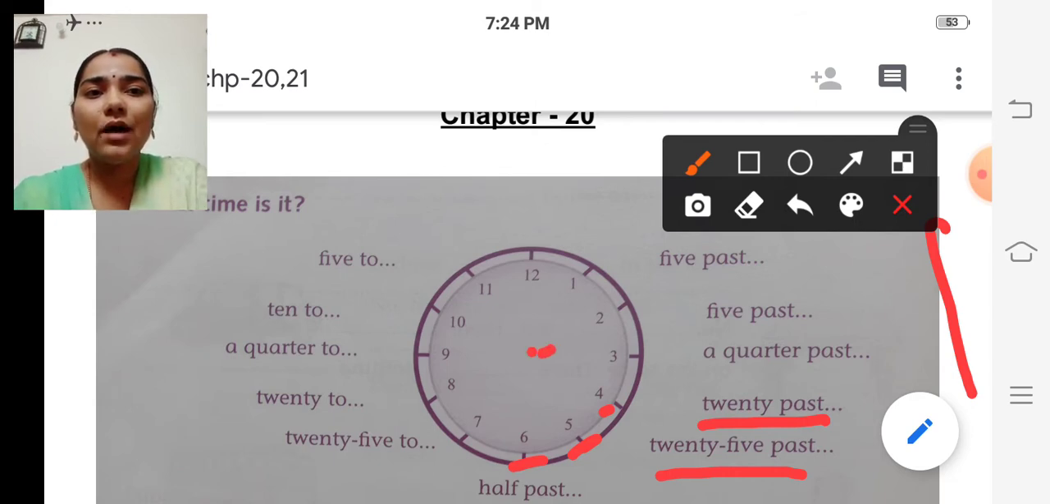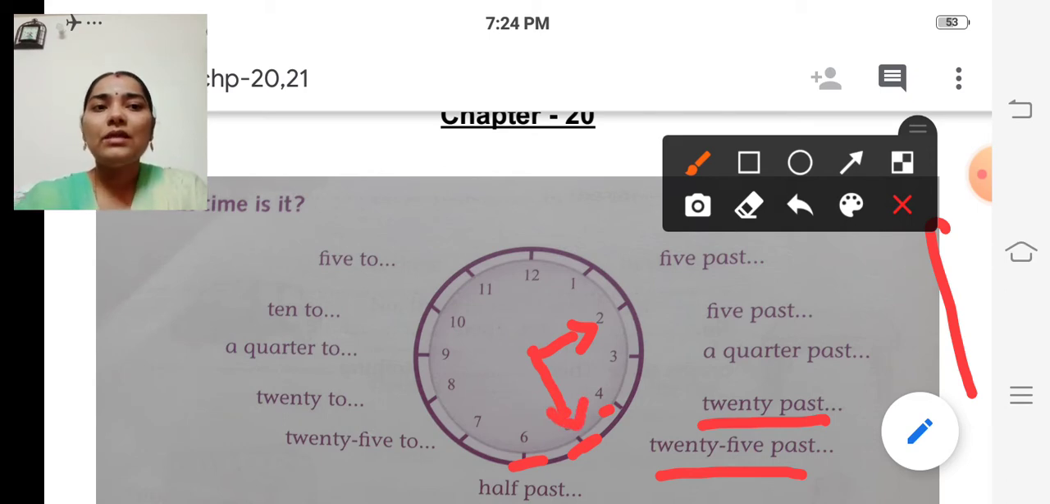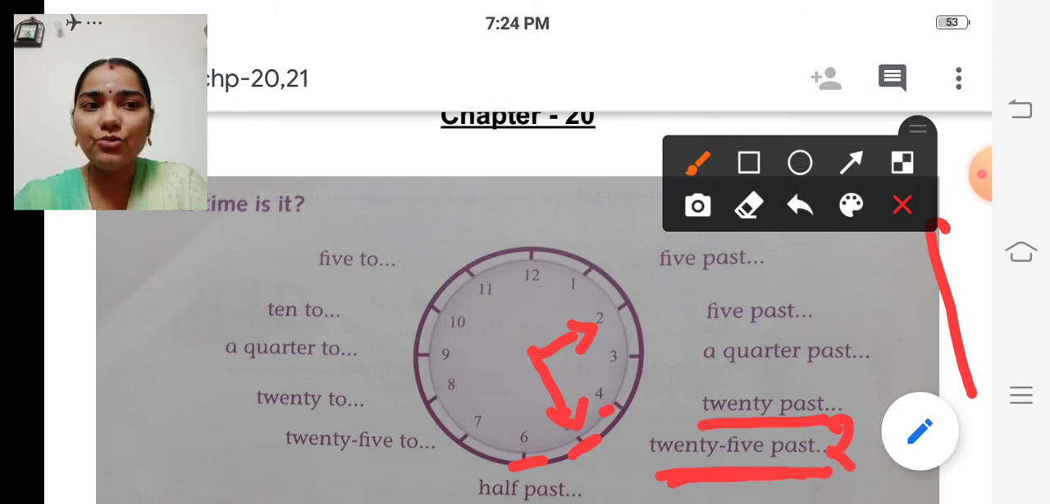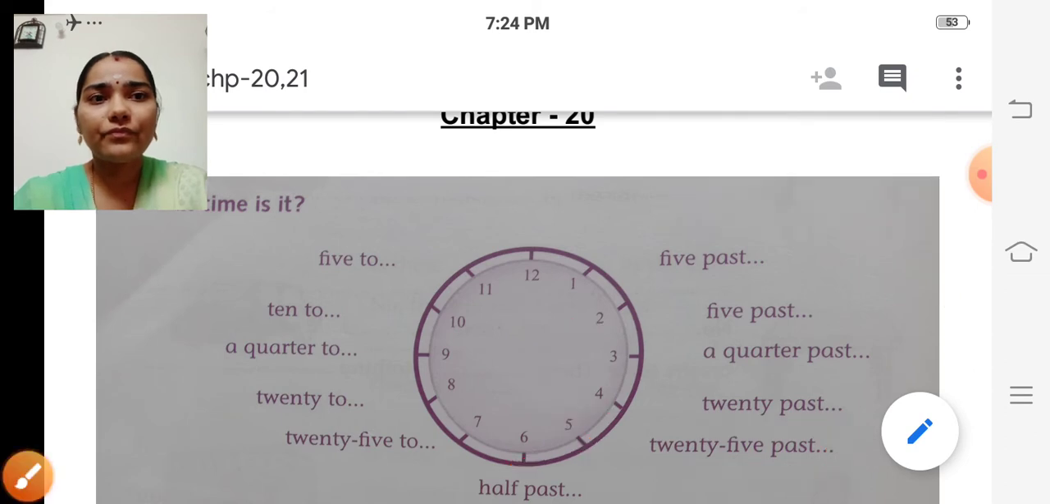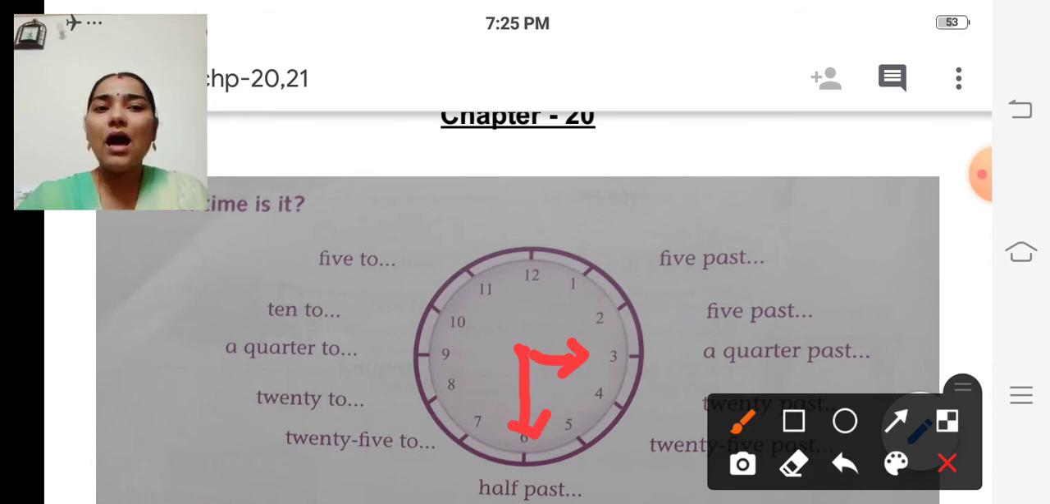Suppose the hour hand is at 3 and the minute hand is at 5, then we'll say 25 past 2. Is it clear, children? Suppose the hour hand is at 3 and the minute hand is at 6, then we'll say half past 3. Is it clear, children?